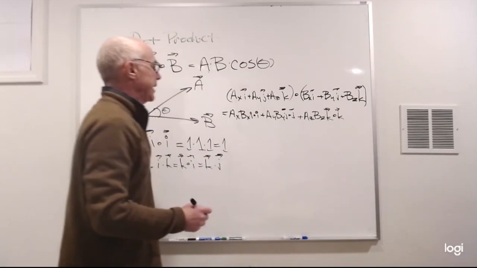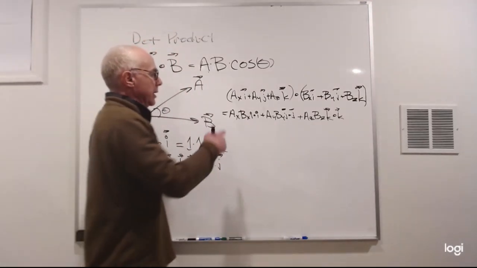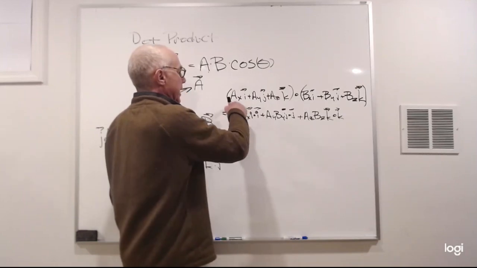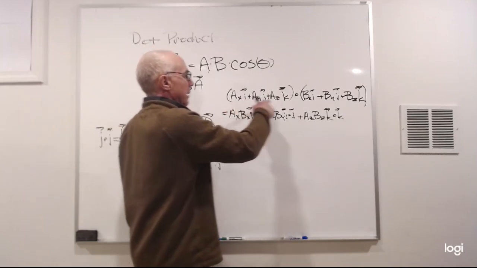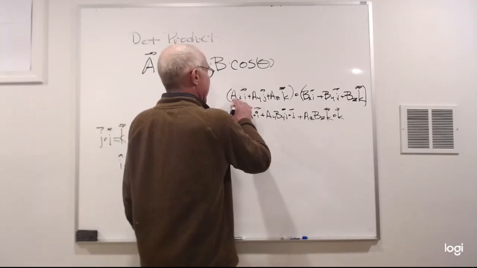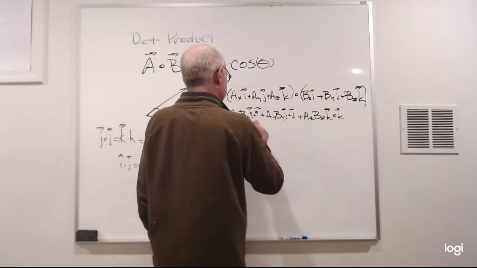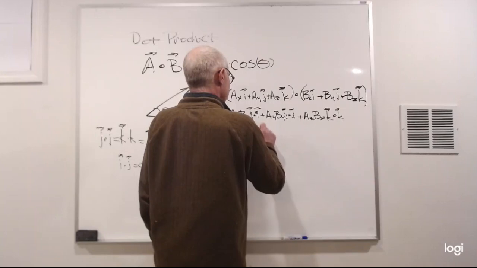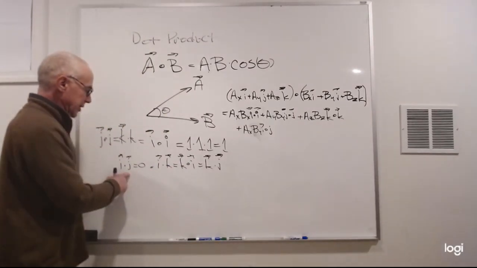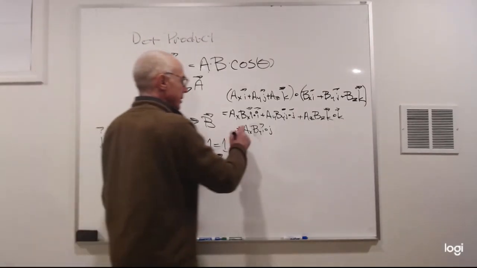Now we can take all the other terms where the unit vectors will be different, like ax i times by j. I'm going to write it down. So we add it here, ax by i dot j. What is i dot j? We already said i dot j equals 0. So this term goes away.